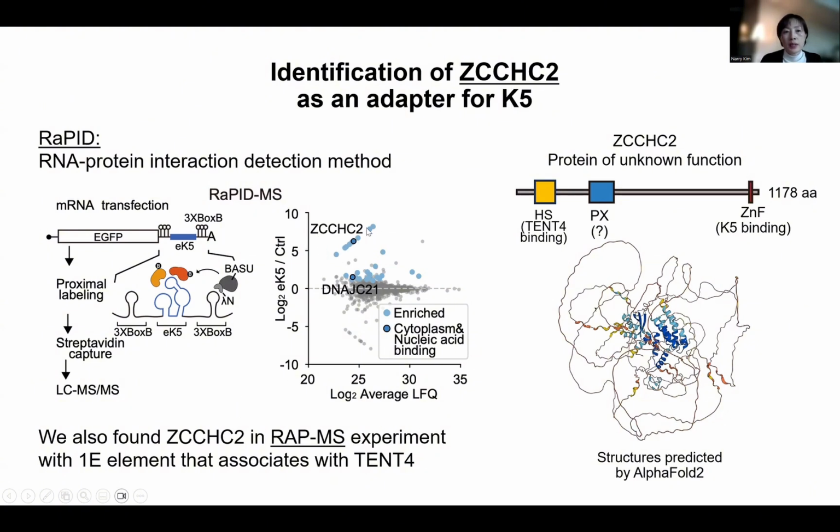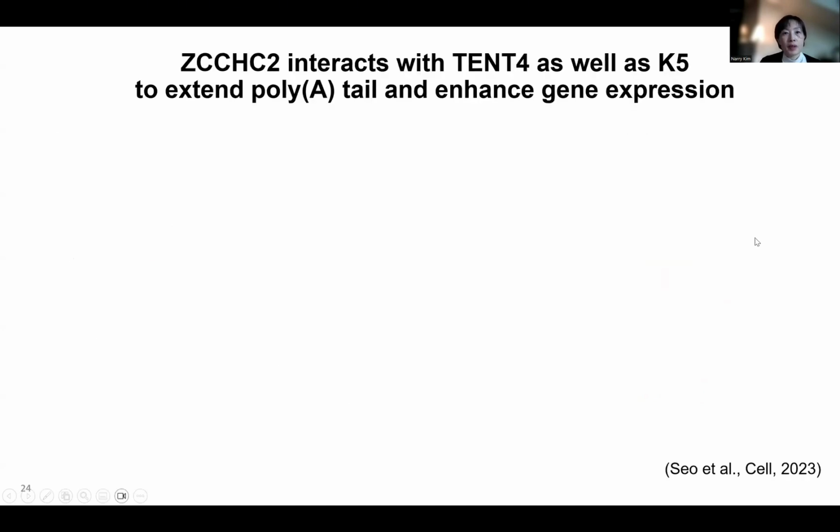So we identified ZCCHC2 among the positive hits, and we also performed an RAP-MS experiment to identify this protein as a protein that associates with TENT4 on the element. This protein is of unknown function, but we later learned that the N-terminus interacts with TENT4 and the C-terminus interacts with K5.